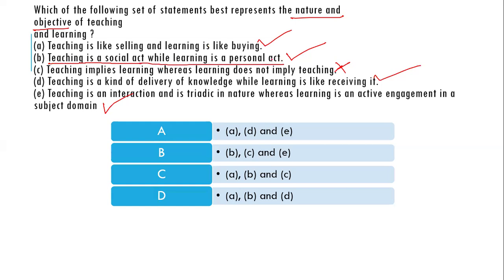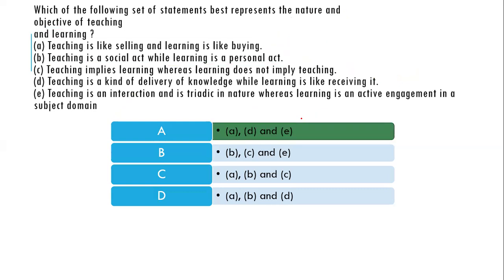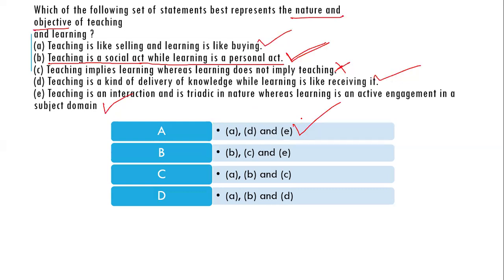This is true also. So here the set of answers given here is A, D, and E. But this is also true. The given options A, D, and E. Yes, that's the right answer. Teaching is a social act is true, and learning is a personal act is also true. So A, D, and E. But definitely option B is also correct.